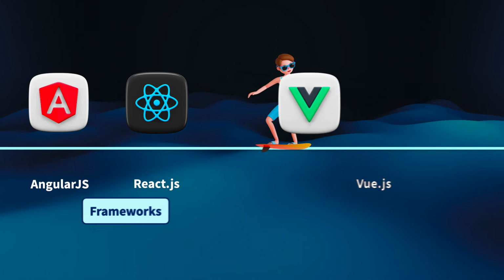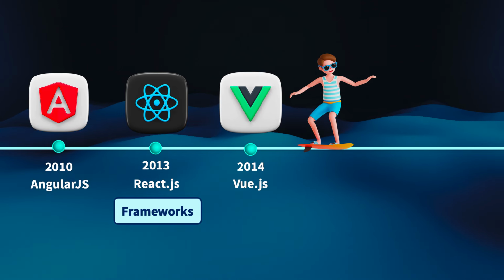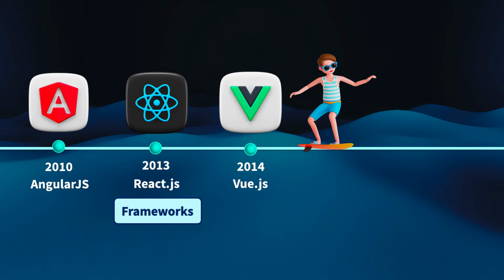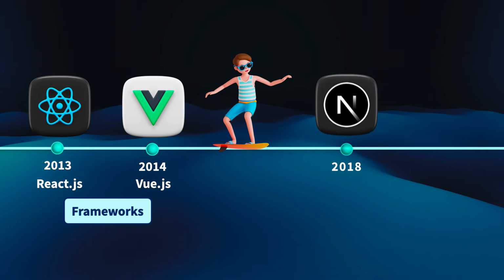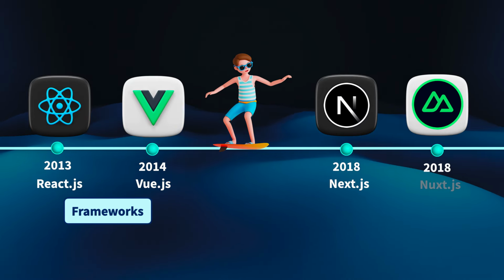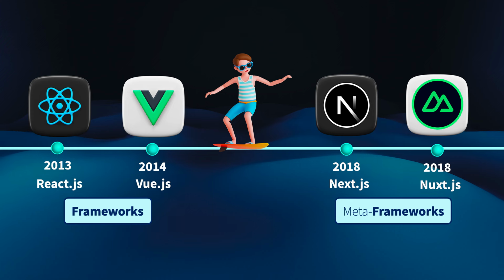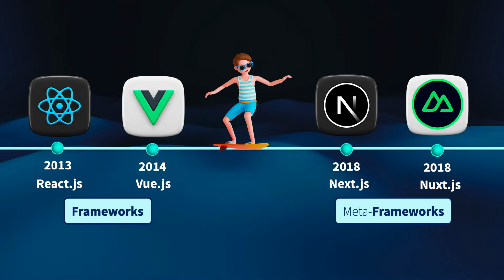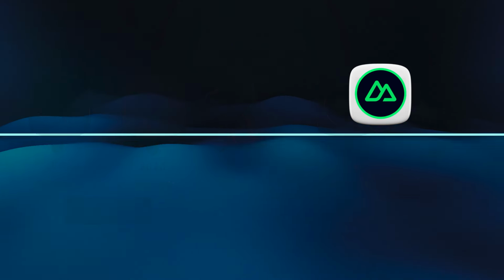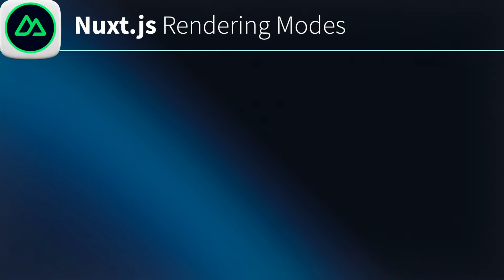With the increasing demand for fast-loading, SEO-optimized sites, along with a more efficient developer experience for building complex apps, this all spurred the development of meta frameworks like Next for React and Nuxt for Vue. These meta frameworks supplement their underlying frameworks by automating away common tasks and boilerplate and providing built-in performance optimizations. Now let's take a deeper look into the rendering modes within Nuxt.js.